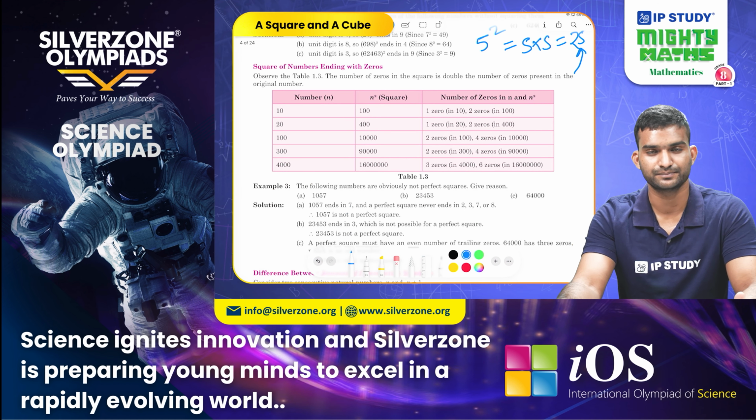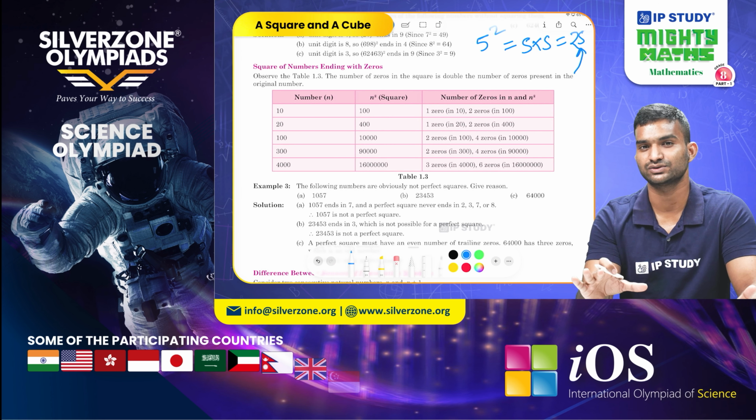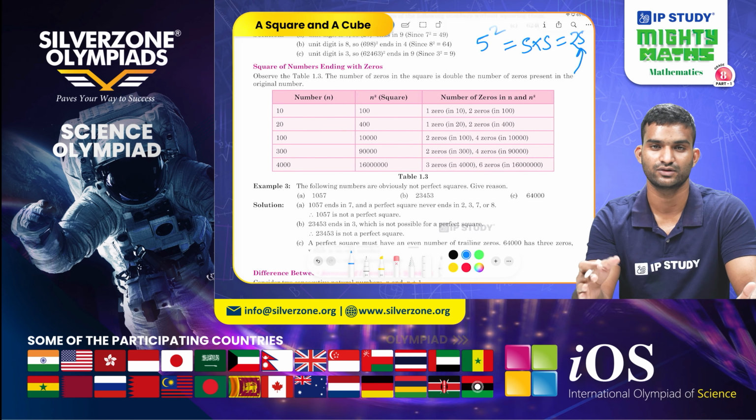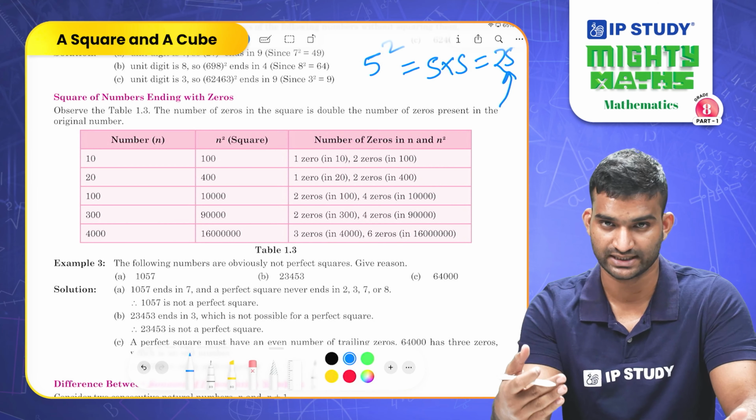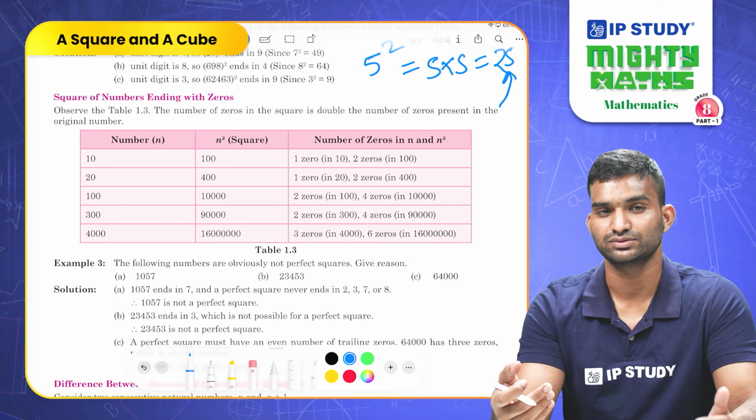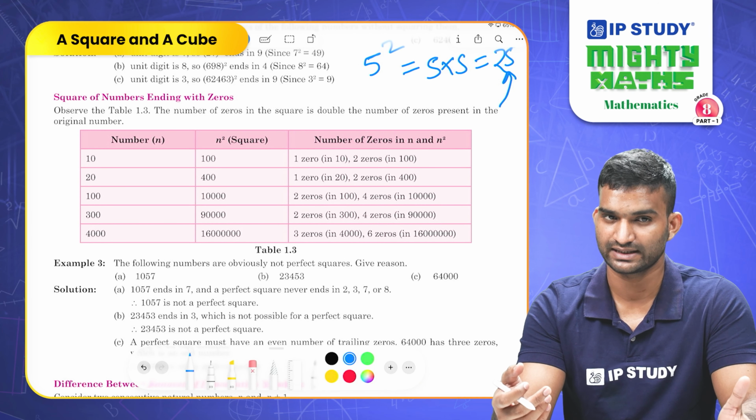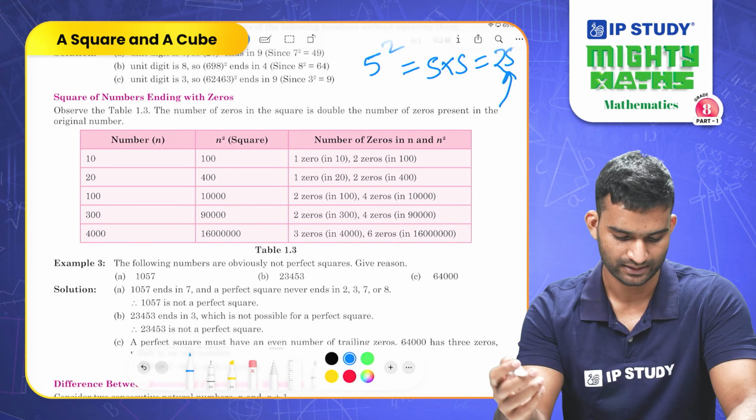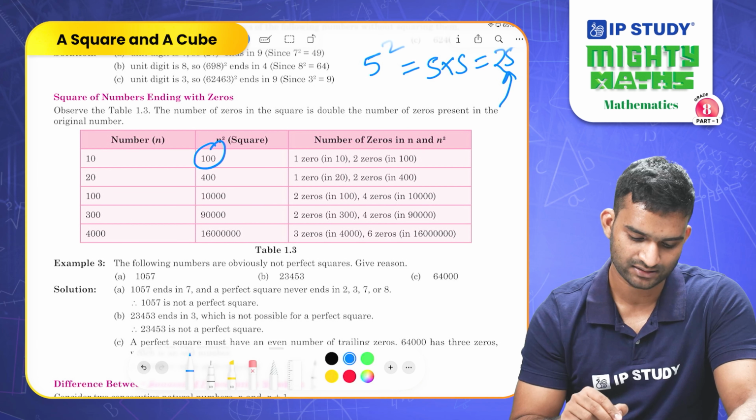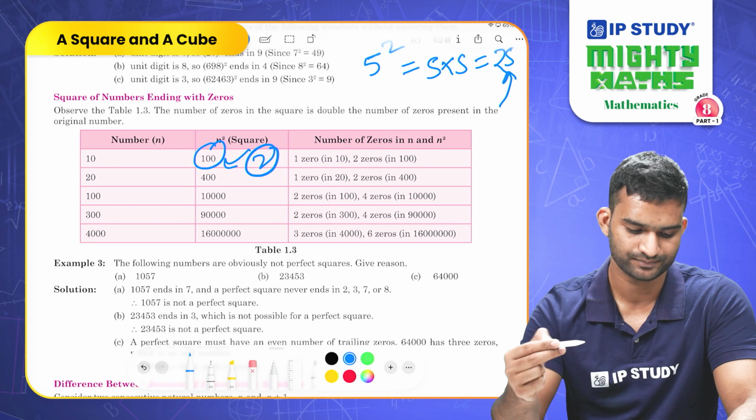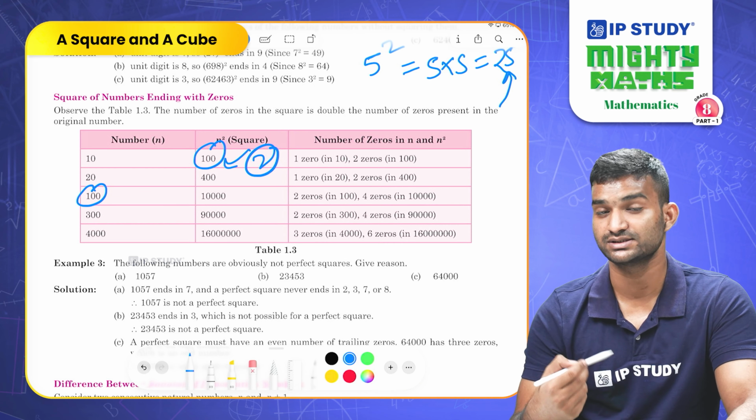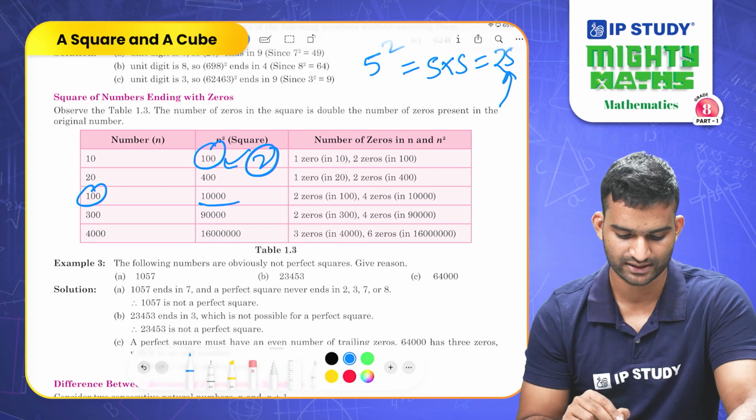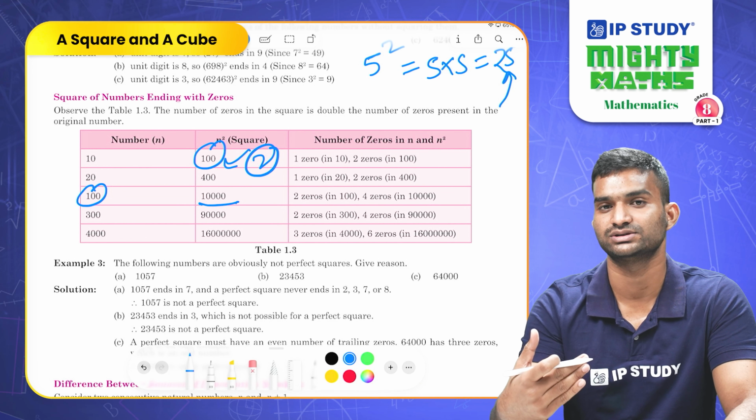Now look at the numbers that contain 0 at their end. For example, the square of 10 will be 10 cross 10, which is 100. So we can see that the number 10 contains one 0 and its square, 100, contains two zeros. In the same way, 100 contains two zeros and its square, 10,000, contains four zeros.